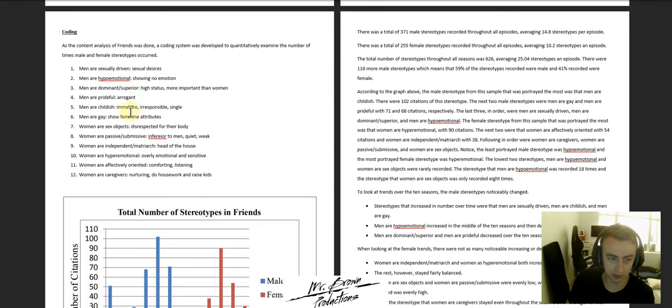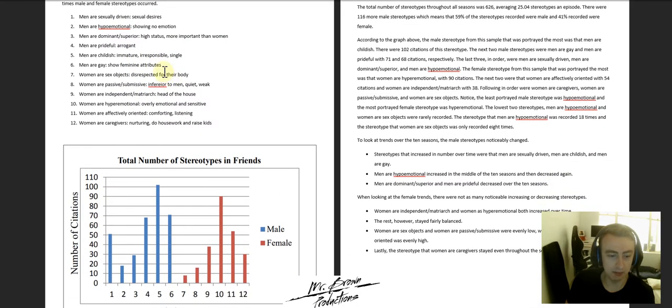So say, for example, here where it says men are childish, immature, irresponsible, or single, that joke occurred in Friends over 100 times, as you can see here. Whereas women being hyper-emotional, overly emotional and sensitive, number 10, appeared about 90 times across all the seasons, in terms of a gag or a joke. So they watched the whole of Friends and then compiled all these together.